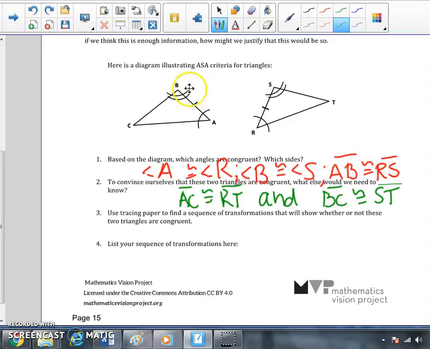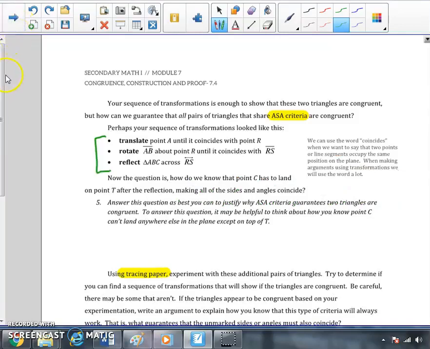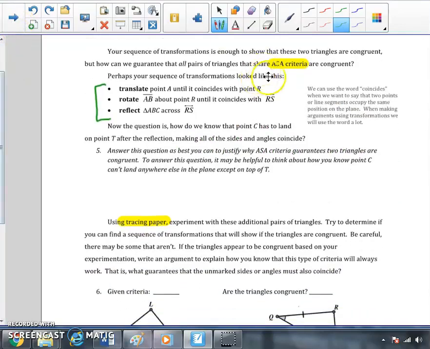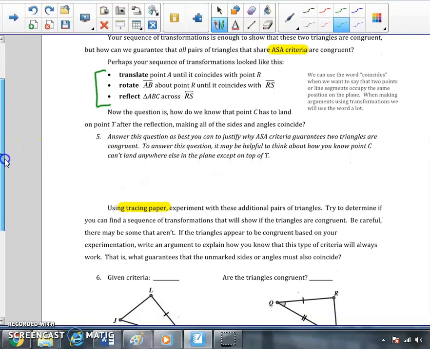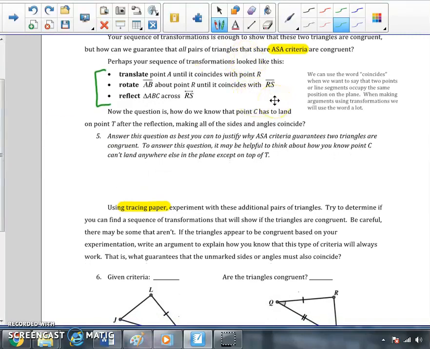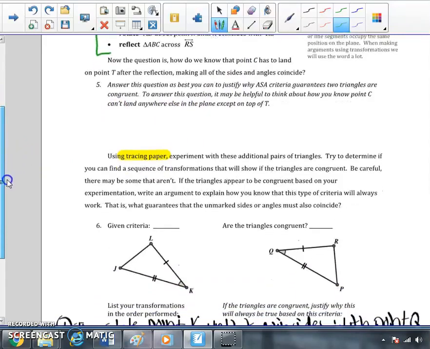Based on this, we can conclude that angle-side-angle is enough information for us to say that 2 triangles are congruent. If you look at the next page, I highlighted here the angle-side-angle criteria. We knew that because when we translated point A until it coincided with point R, then rotated line segment AB about point R until it coincided with line segment RS, and then reflected triangle ABC across RS, we noticed that they coincided, which means that we can conclude that they are congruent.